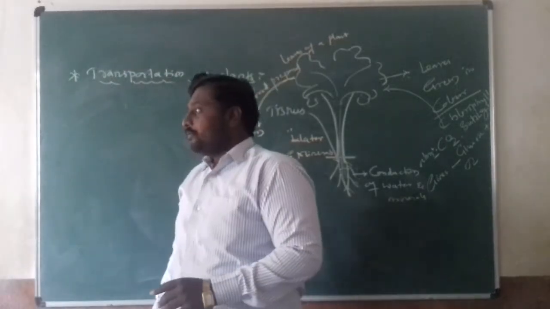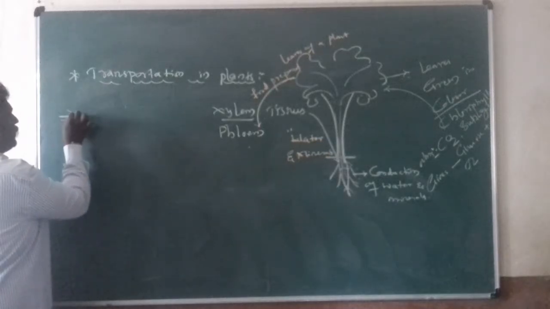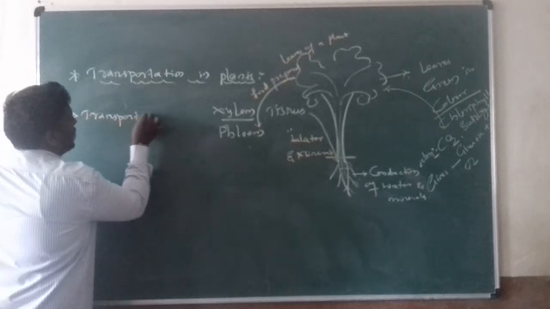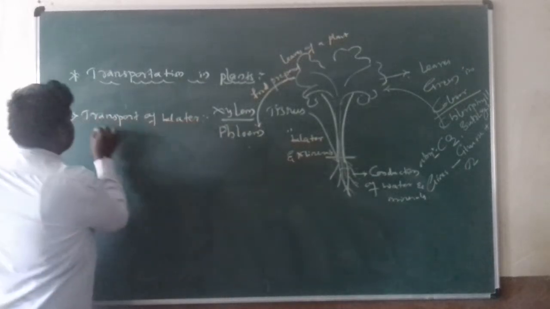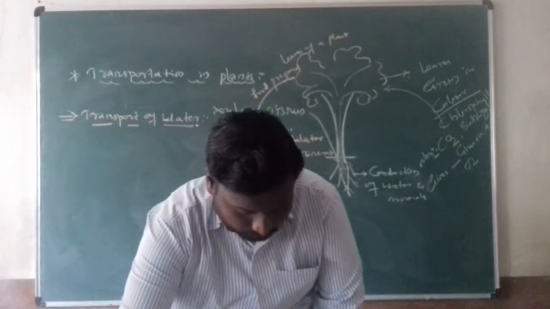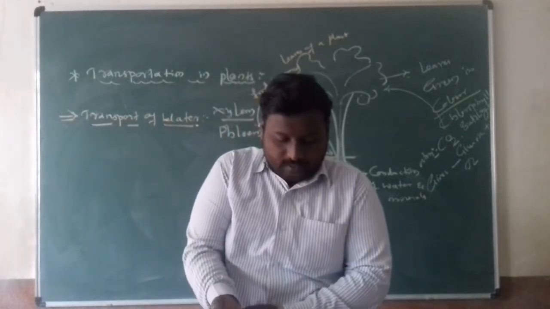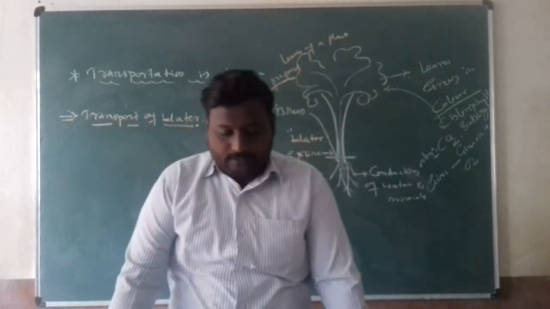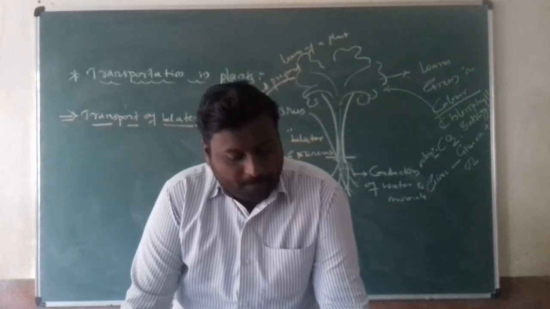Yes, here the first discussion point is transport of water. Xylem tissue of plants has an interconnected network of vessels and tracheids in roots, stems and leaves. They form a continuous system of water conducting channels which reaches all parts of the plant.